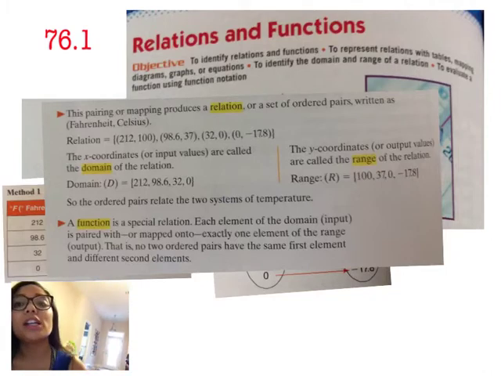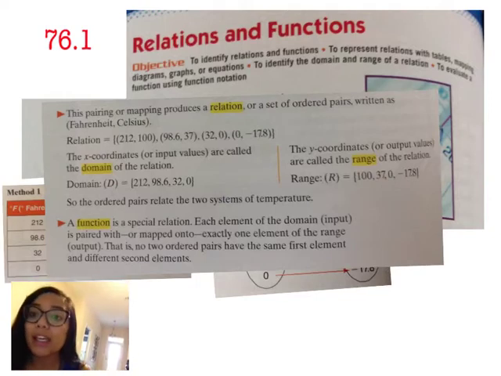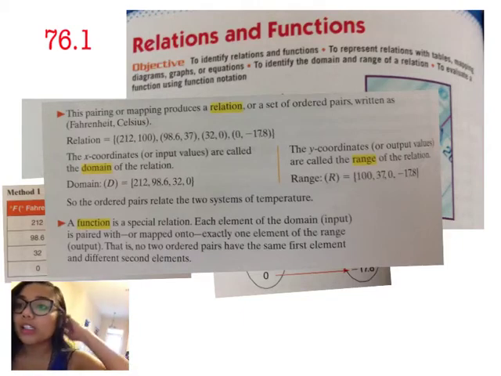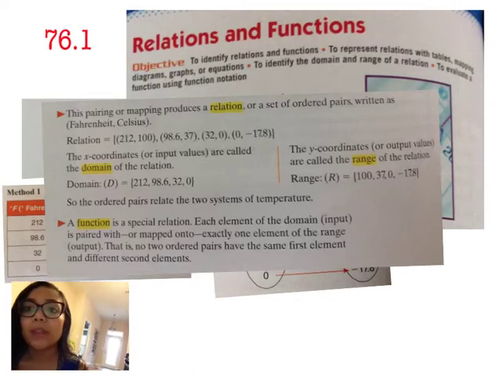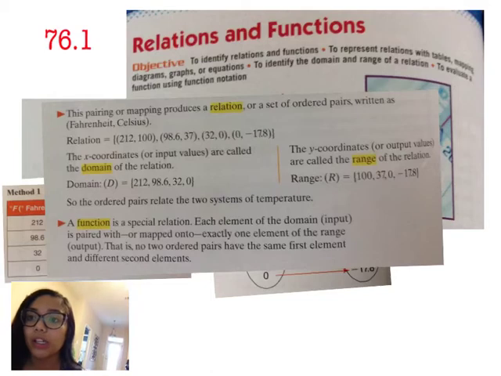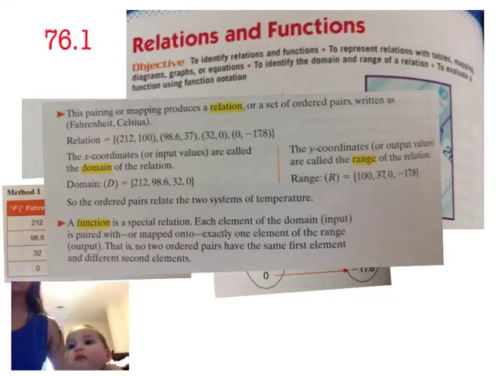So a relation is a set of ordered pairs. The domain is the x coordinates, or input values, called the domain. So when they talk about the domain, they're talking about just simply the x values. What is the domain? It's the x values. The range is the y coordinates, so those are the y values. It's the output values. And a function is a special relation.